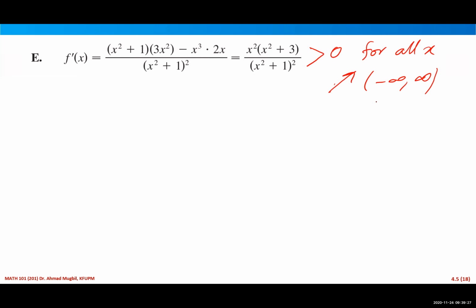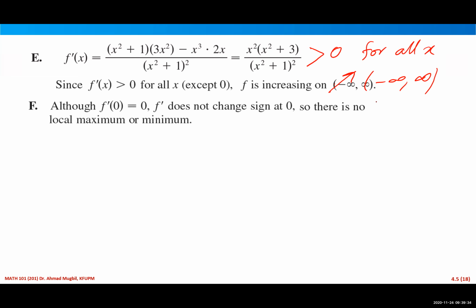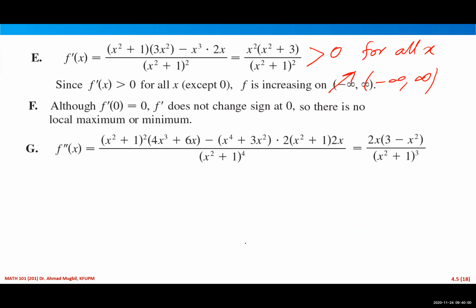So what does that mean? There is no local maximum and no local minimum, since it is always increasing. Of course, except at 0. Why did he say except at 0? At 0 the derivative will be exactly 0. So we have a critical number at 0, but it doesn't change from increasing to decreasing at 0. It will behave like x cubed. The derivative is 0 there, but there is no local maximum or minimum there because it is always increasing. We will have a local minimum or local maximum when it changes from increasing to decreasing.